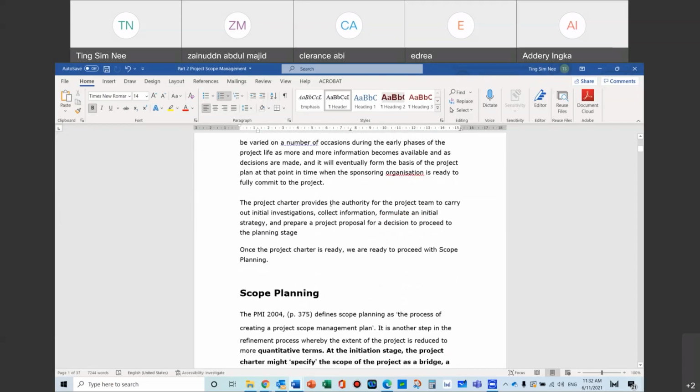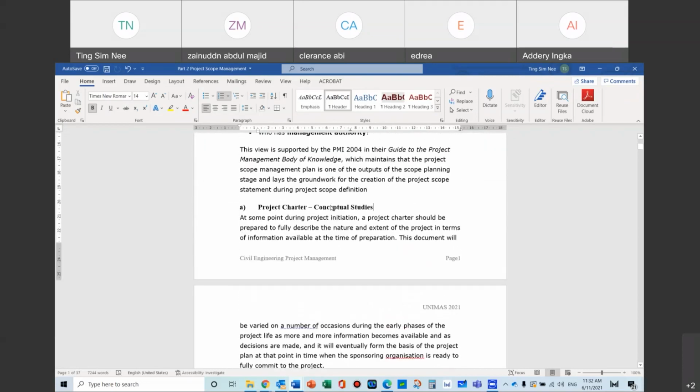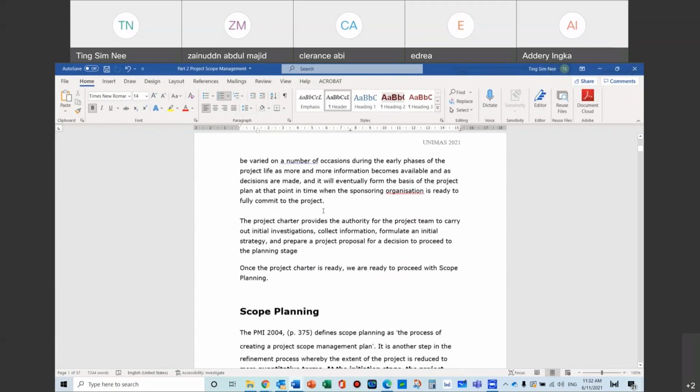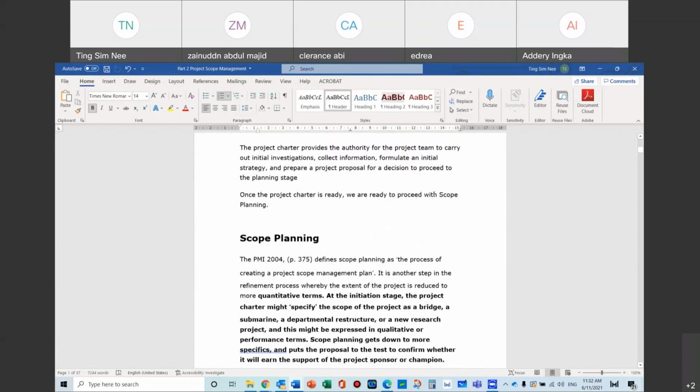So once you've done this conceptual stage and you come up with a project charter, we're going to be doing our scope planning. Scope planning is what I call the development stage. This is developing the idea now. So now you actually know that we need to widen the road. This is the project already. So from scope planning onwards, I like to refer to it as the project itself.